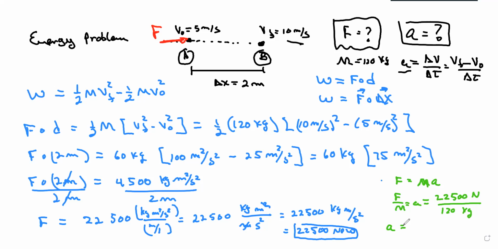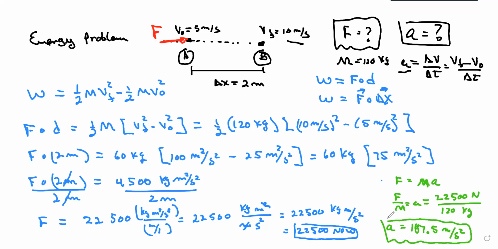So your acceleration is going to be whatever that gives you. It's going to be 2250 divided by 120, and let's do it again. 2250 divided by 120 is going to give you 18.75 meters over second squared. And that's your acceleration.